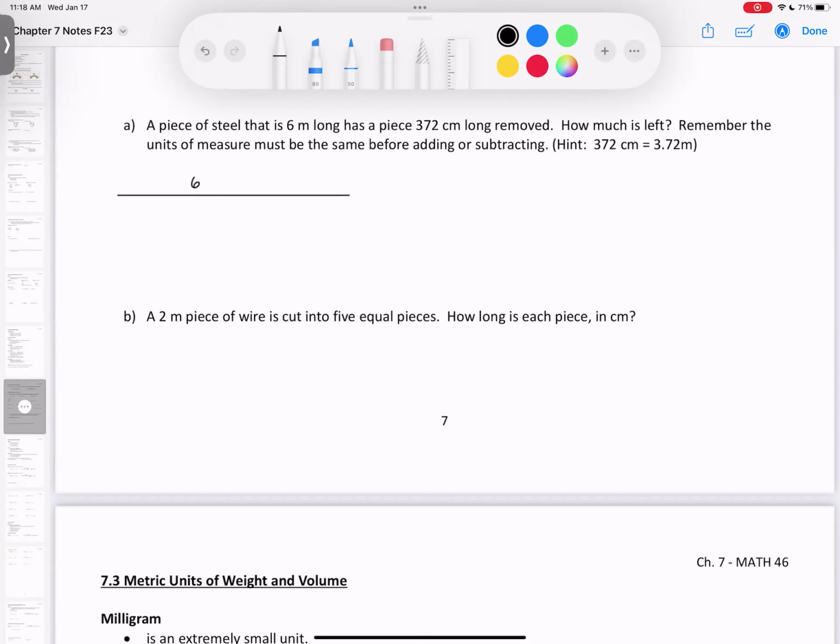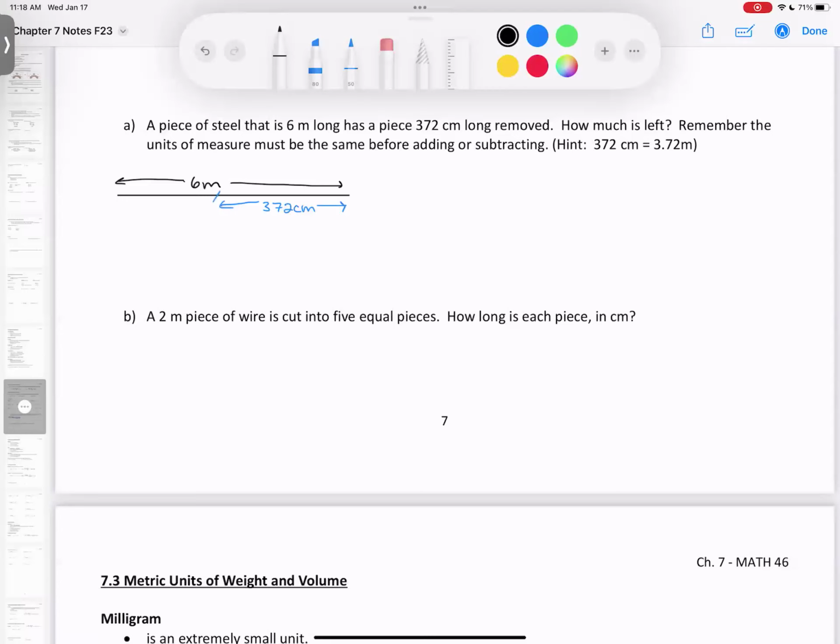Okay, 6 meters long. So this entire piece of steel is 6 meters long. And we have a piece that's 372 centimeters removed. We want to know how much is left. So we've come along and somebody's cut it, let's say somewhere around here, and they have removed 372 centimeters.